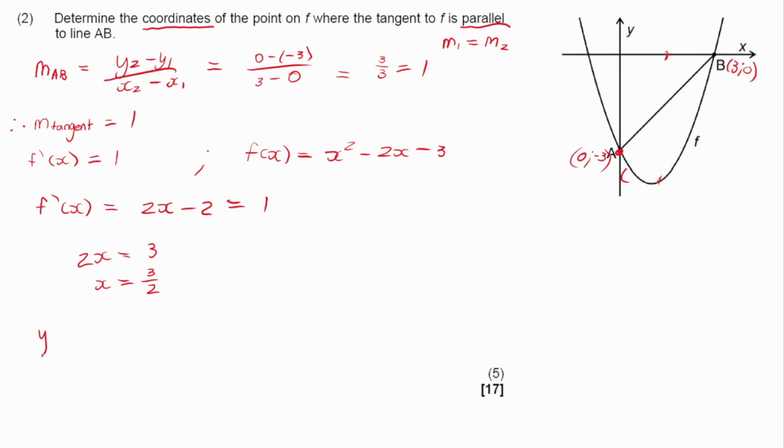So all I need to do is put this back into this equation over here to find my y. So when I do that, I get (3 over 2) squared minus 2 times 3 over 2 minus 3. And if I put that all in my calculator, I get negative 15 over 4.